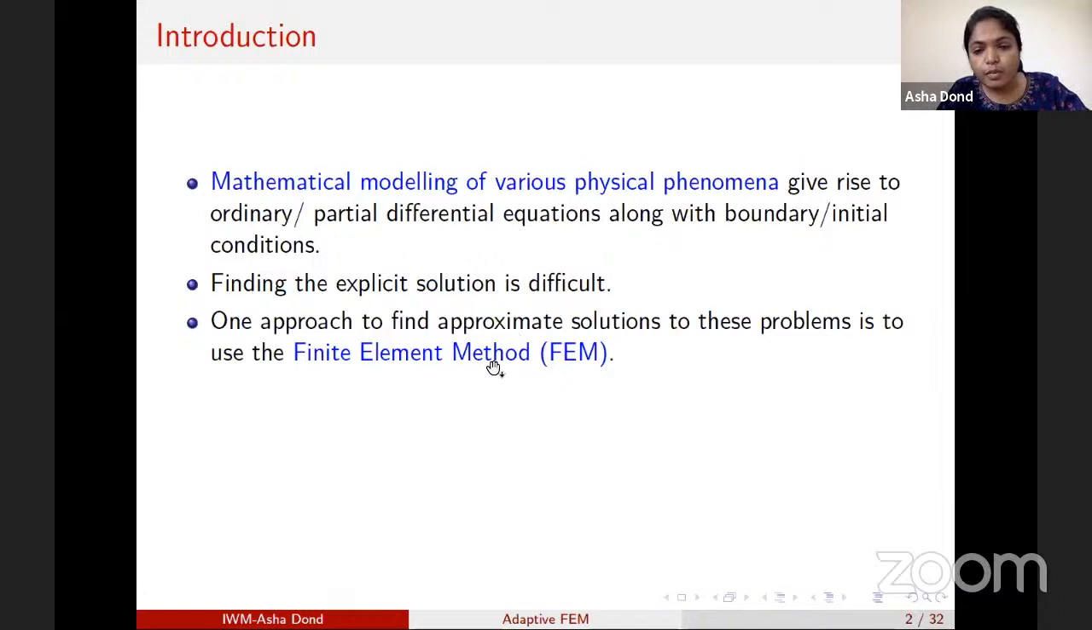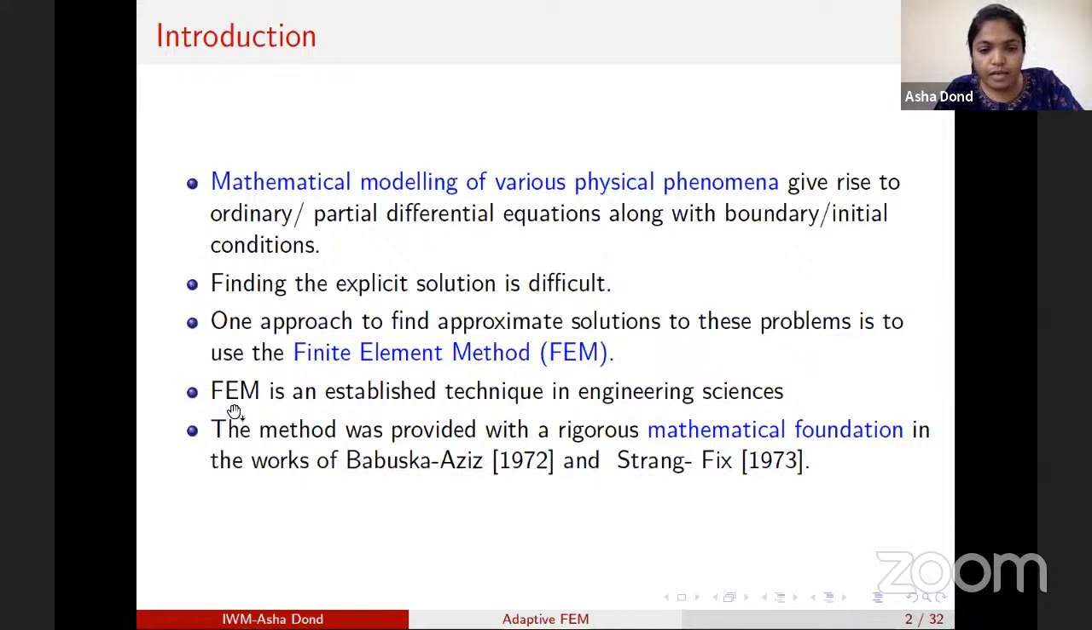Now, the finite element method is one of the methods which gives a numerical approximate solution to an ordinary differential equation or partial differential equation. This finite element method is a well studied and well established technique for engineers. Additionally, it has a rigorous mathematical foundation, which started developing from the work of Professor Babuska, Aziz from 1972, and Strang and Fix.